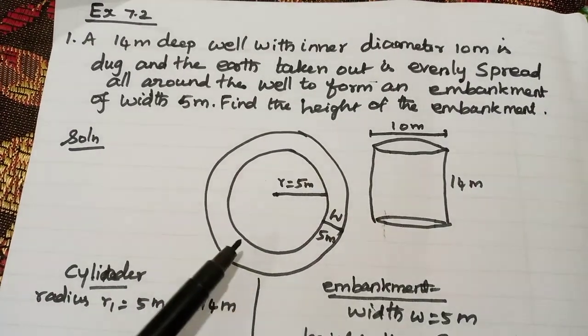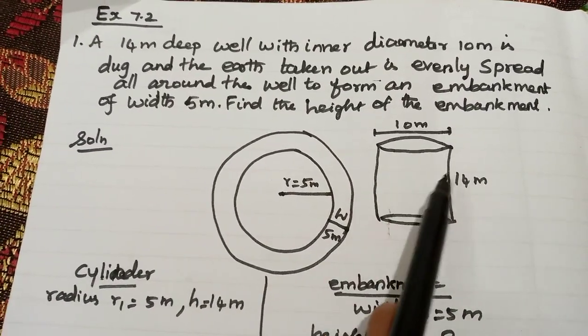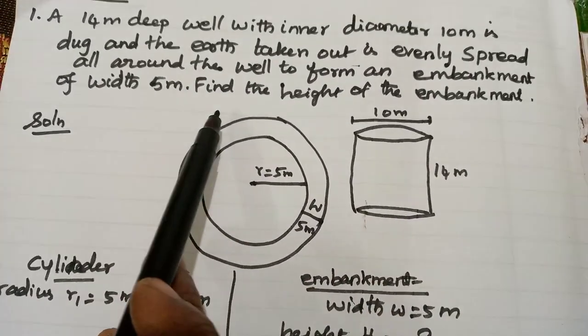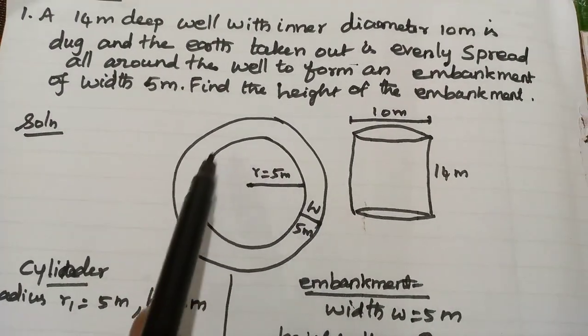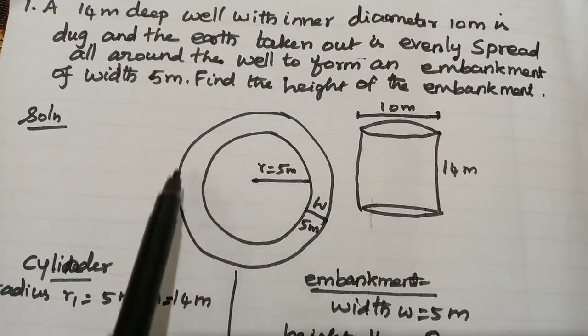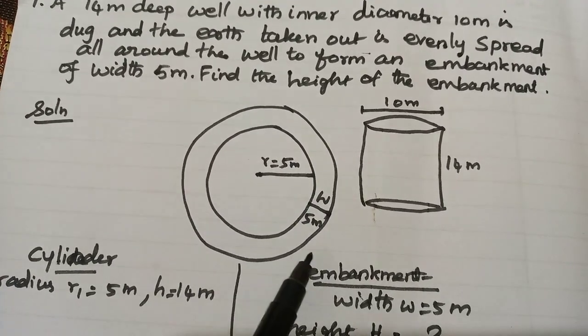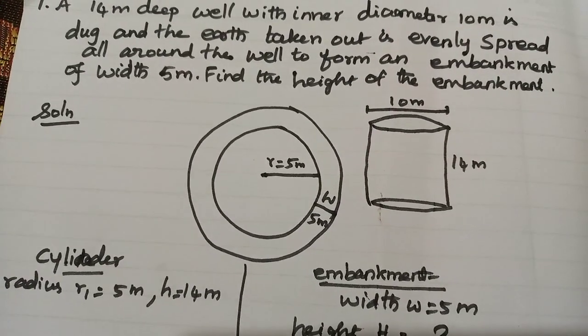Did you understand the question? There is a cylindrical well. From the well, 14 meter deep soil is taken out, and using that soil they formed the embankment. Embankment means it is in the hollow cylinder form. What is the height of the embankment? Here, what are the values given separately?